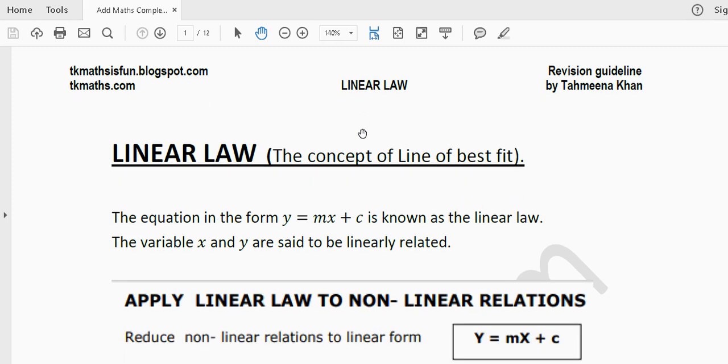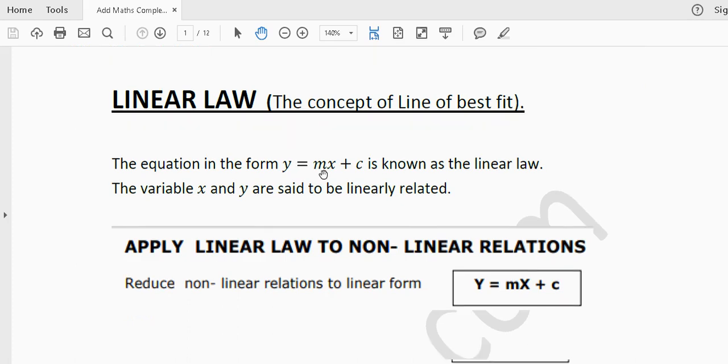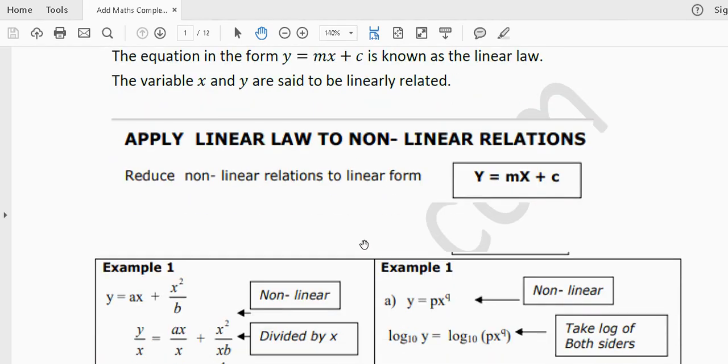What you need to know in it. Number one, you should have an idea what is the concept of line of best fit. What is the equation of linear law? What is the meaning of capital Y and capital X? What does it represent?